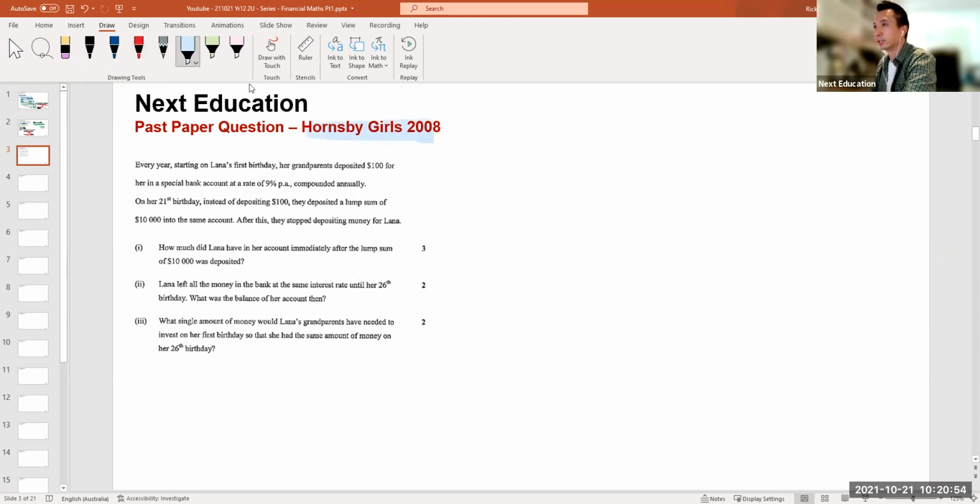Hornsby Girls, 2008. Every year, starting on Lana's first birthday, we're starting on her first birthday, right? The grandparents deposit $100 in a special account, 9% per annum compounded annually. We're talking years. First birthday. On her 21st birthday, instead of depositing $100, they deposit a lump sum. Lump sum just means one-off payment of $10,000.